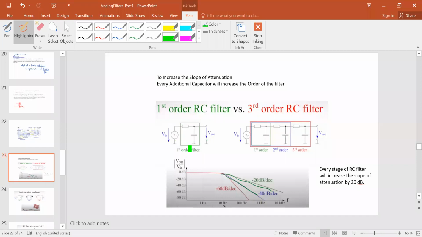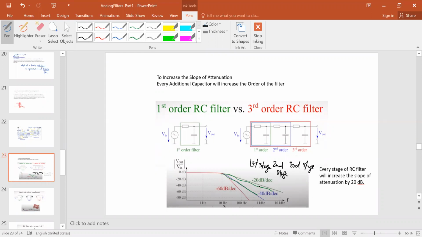Now, when we say higher order filters, we basically mean that we are adding more stages of this RC filter. So we have a first stage, second stage, third stage. So these are all the stages that we add in order to improve.